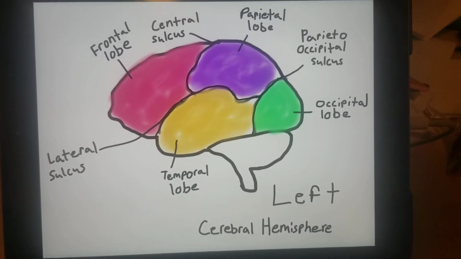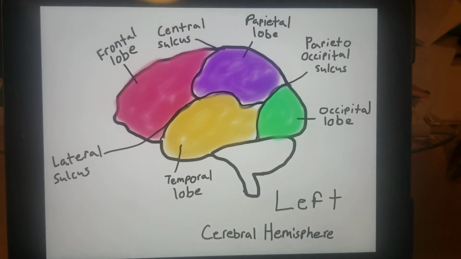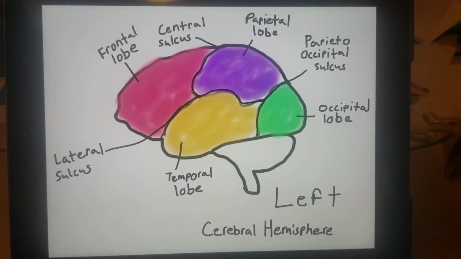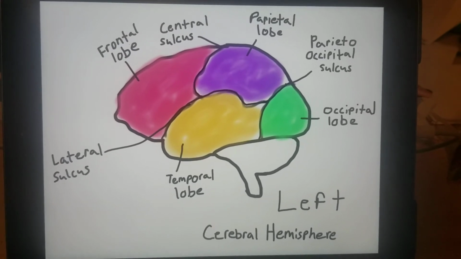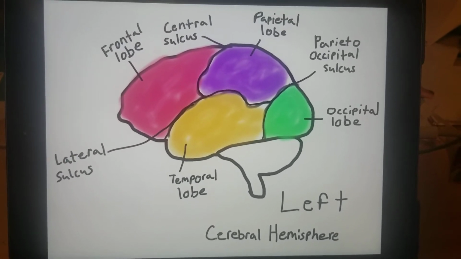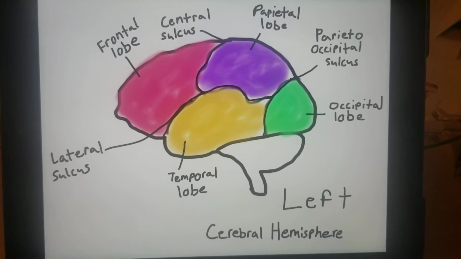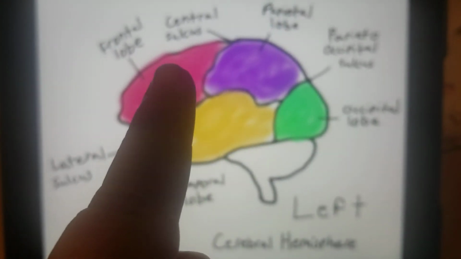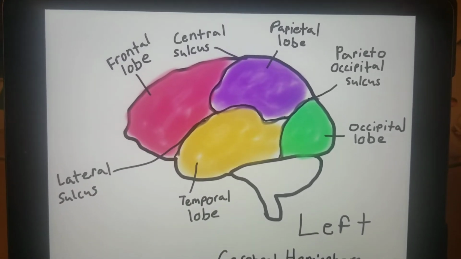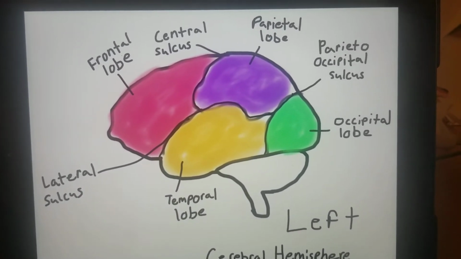Here we have the left cerebral hemisphere, which is a side image of what we typically think of as the brain. We're going to talk about the four main lobes, their location, and then we're going to talk about their main functions. So first we have the frontal lobe in the pink. It's easy to remember because it's in the front.